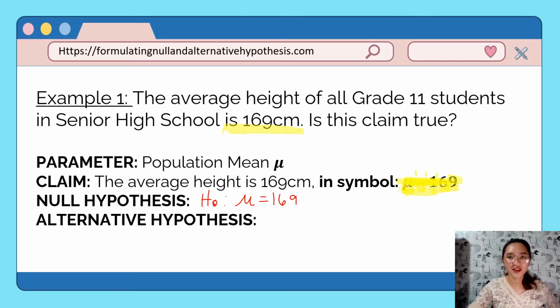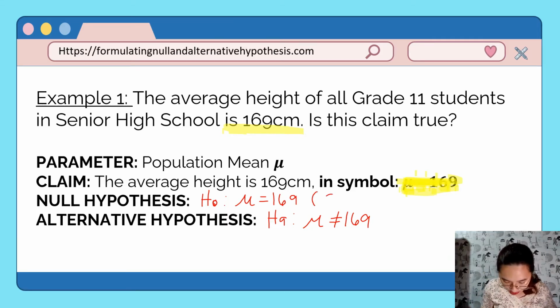And to formulate the alternative hypothesis, isusulat lang po natin yung complement or yung opposite ng null hypothesis natin, which is the average height is not equal to 169 cm. Kaya, ang isusulat natin dito, HA, mean is not equal to 169. Ayan. So, yung opposite lang ng ating null hypothesis. Ganun lang. Again, yung ating null hypothesis ay yung mismong claim sa ating example number 1. Next.